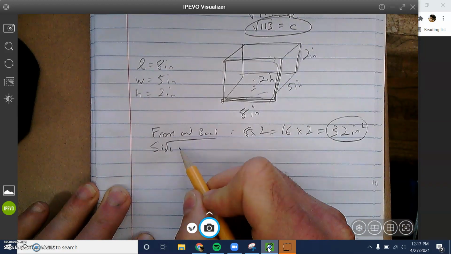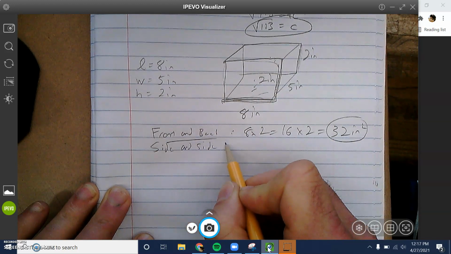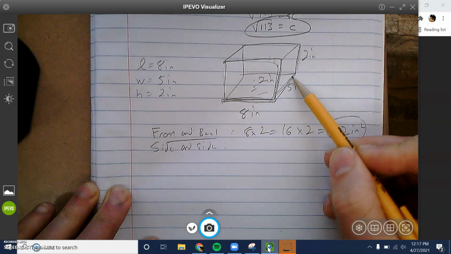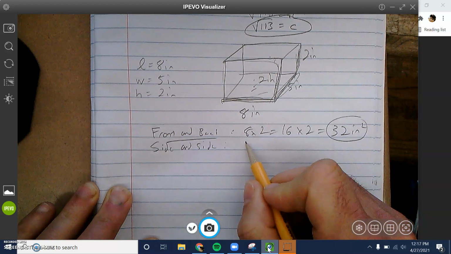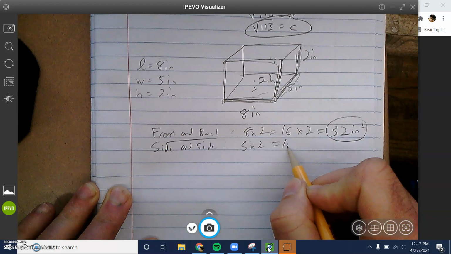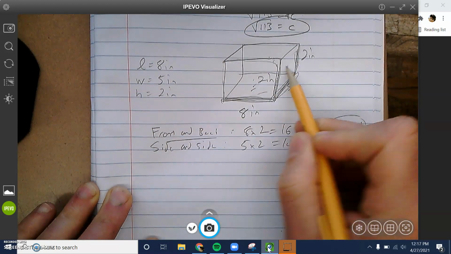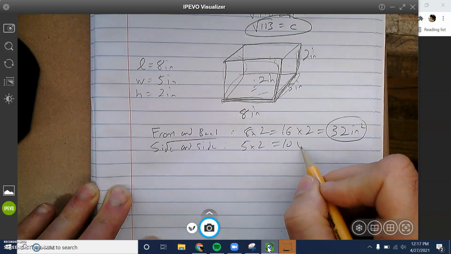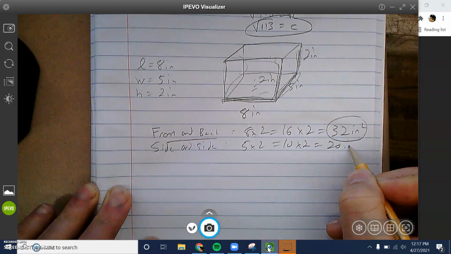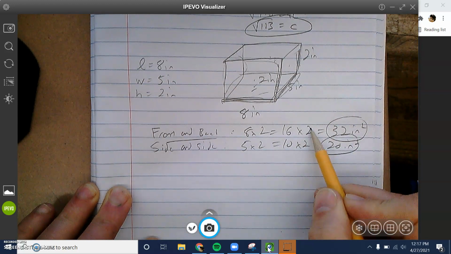Now I have the two sides, the left and the right. So this is going to be 5 times 2. See how I'm tracing it? That helps me. That's 10. So one side is 10 inches squared, and the other side is another 10 inches squared, which is 20. Bam. So I have 4 faces.